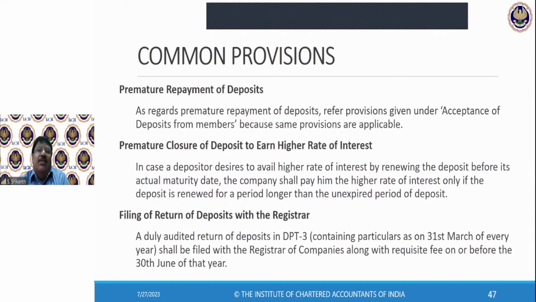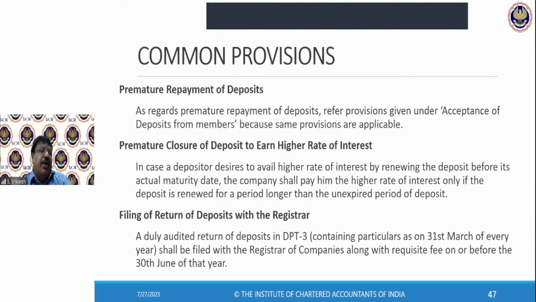Premature repayment of deposits, we saw. We already saw it because the same provisions are applicable here. In case the depositor desires to avail a higher rate, the company shall pay him only if the conditions are met. See, this will come in both places. That's why I'm giving it as a common provision. We have already seen it there.